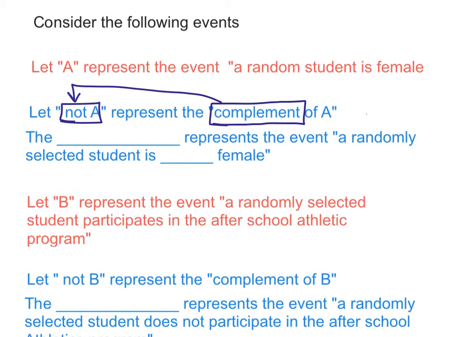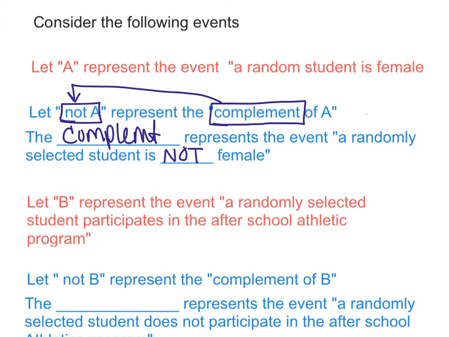So what does this mean? The complement represents the event a randomly selected student is not female. So if I want the complement of A, I'm basically saying the opposite. If A is a student is female, the complement would be the student is not female.